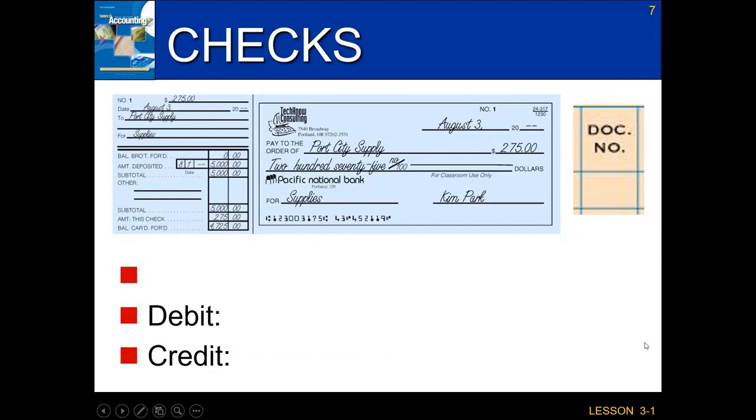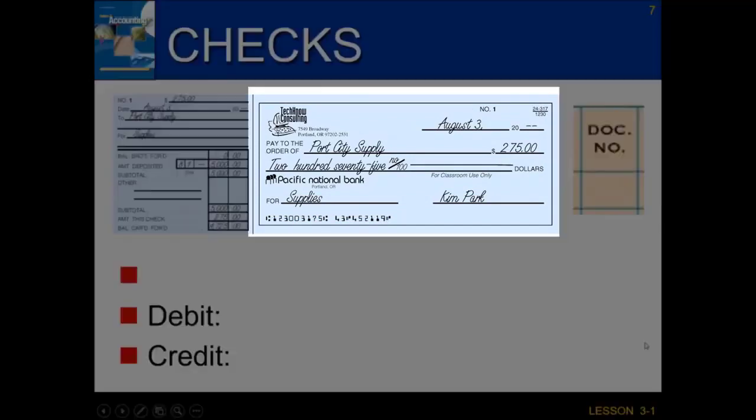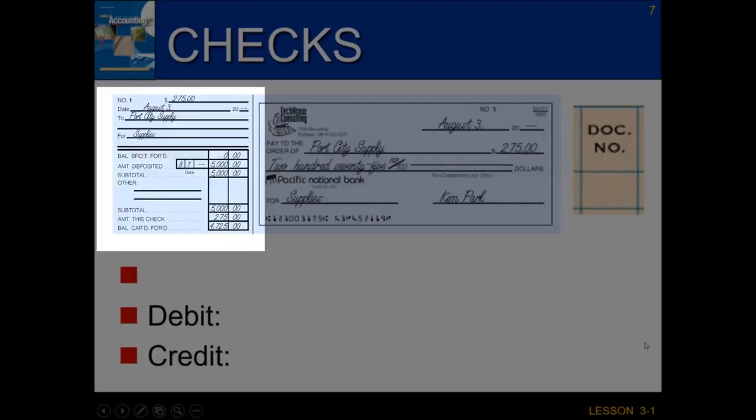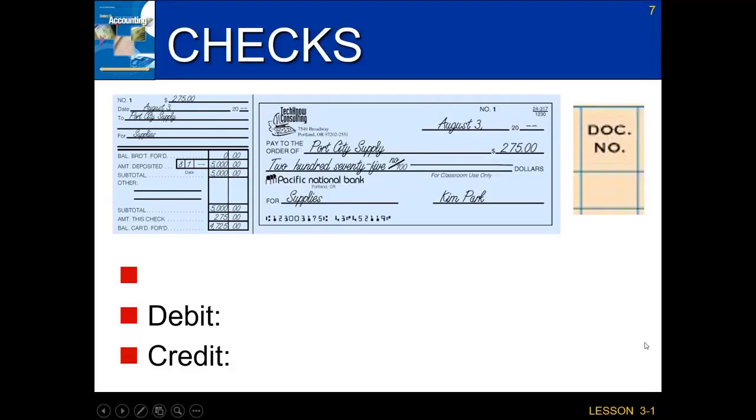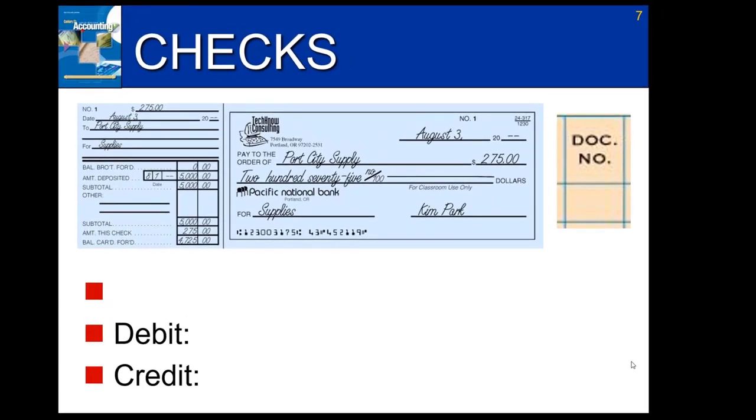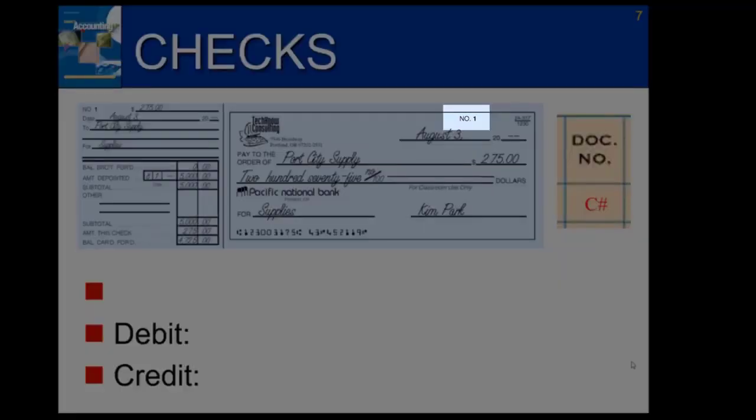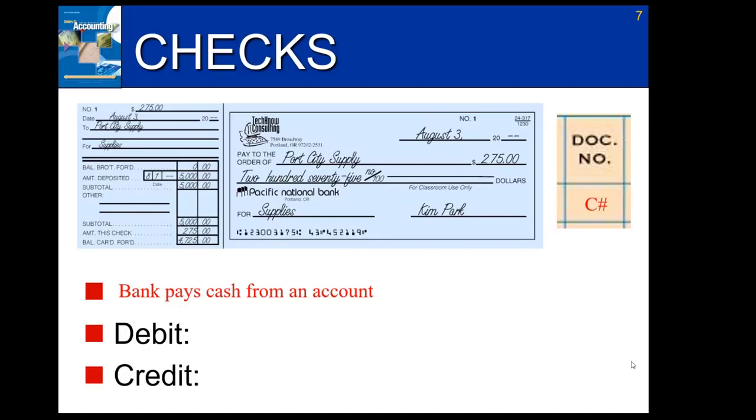So this is what a check looks like. Most of you are familiar with the right side of a check, but you haven't necessarily seen the left side of a check. So this is actually what the checks look like here at the school. The left side is something that usually stays with the business, and the right side is what gets handed off when you are purchasing something either from a person or from another business. So in the document number column, when we use a check as a source document, we will put C and then the number. So on this check, it says number 1, so the document number in our journal would be C1.